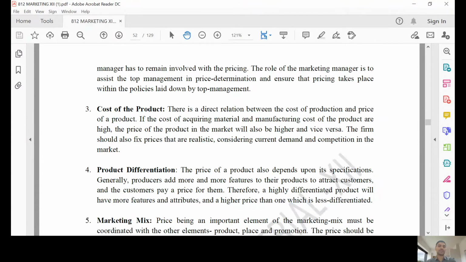Another important internal factor which is affecting pricing of the product is cost of the product. This all of you know very well. The cost of the product is higher, we have to sell the product at a higher price and vice versa.